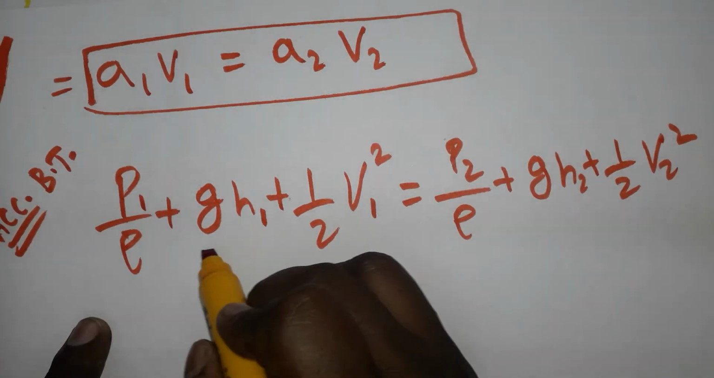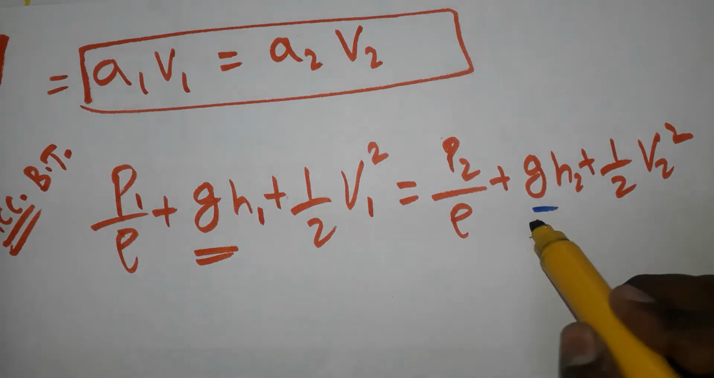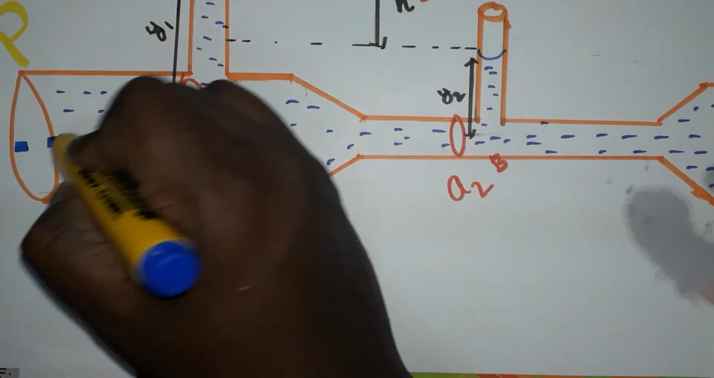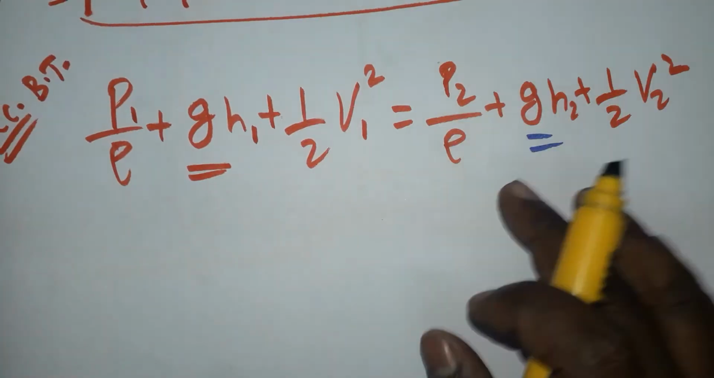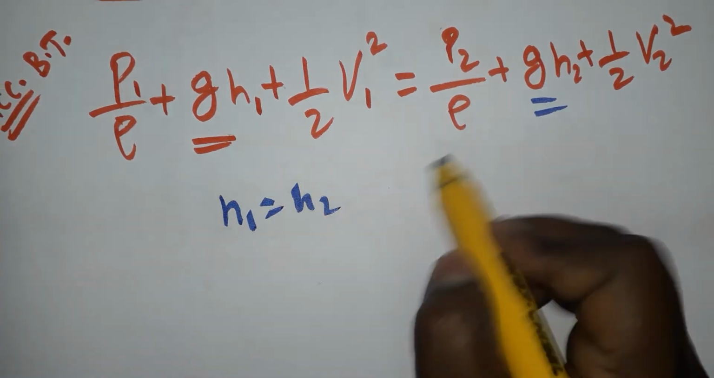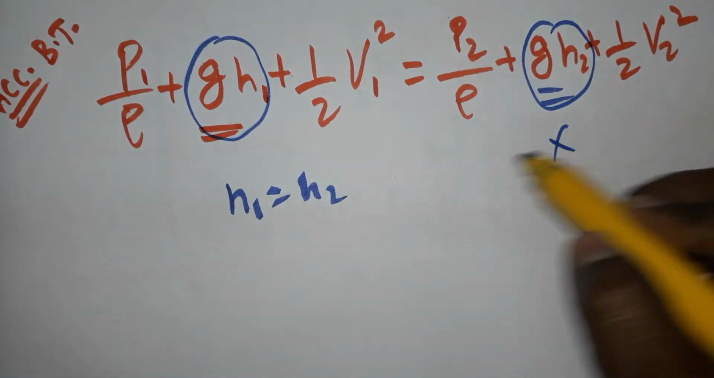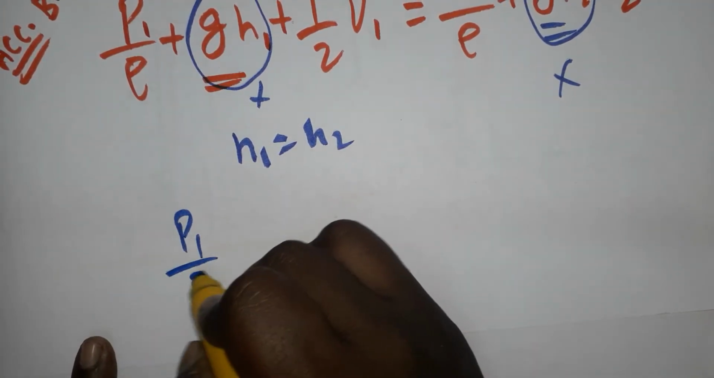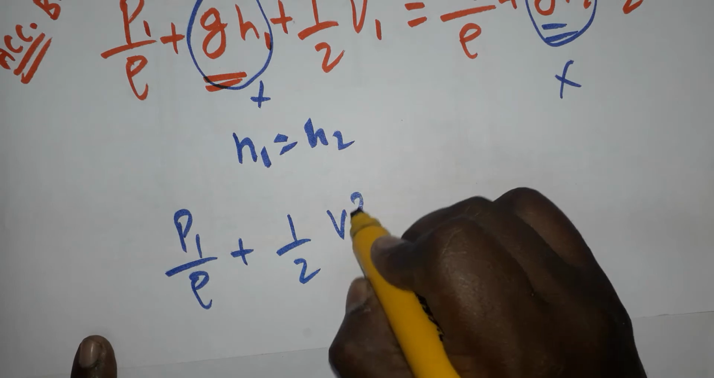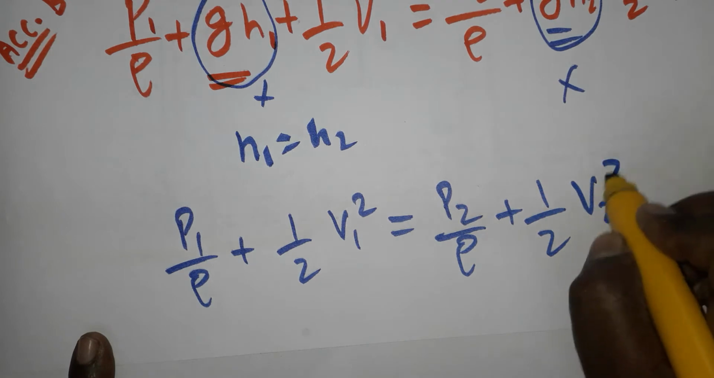See here, GH is the representation of potential energy in this equation. The pipe center will be at the same height, so there is no potential energy difference in this system. So H1 is equal to H2. There is no difference in the height of the system. So these terms won't be there because the pipe is at the same level. Only you will get P1 by rho plus half V1 square is equal to P2 by rho plus half V2 square. This is what we will get.